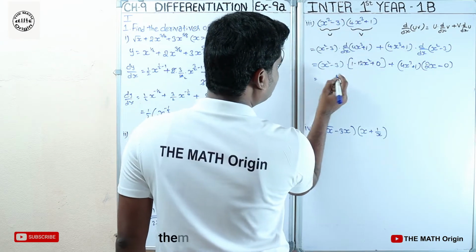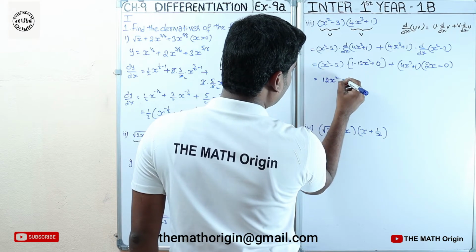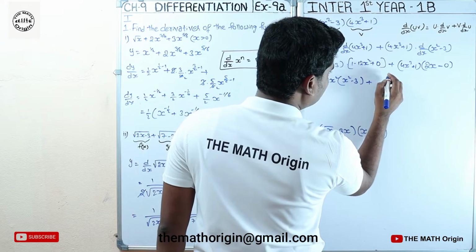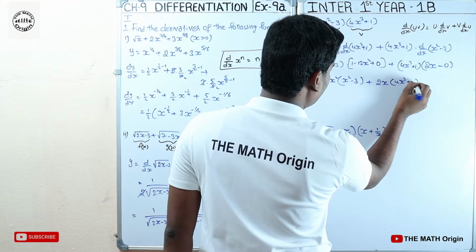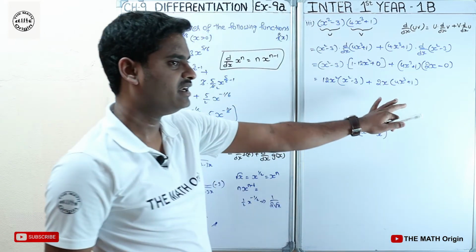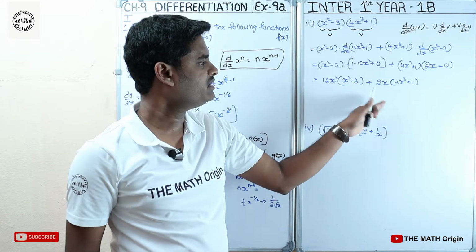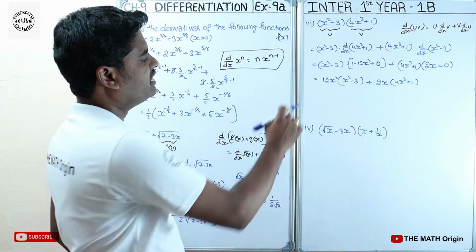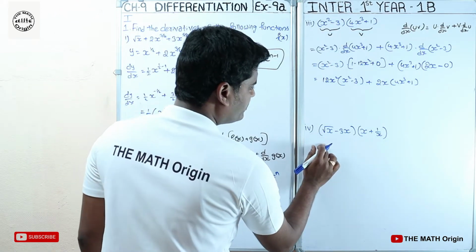Therefore that equals 12x square into x square minus 3 plus 2x into 4x cube plus 1, which is the final value for the equation. We can further simplify this, but I feel till here it is also the derivative for the given equation. Now let's take the fourth bit.